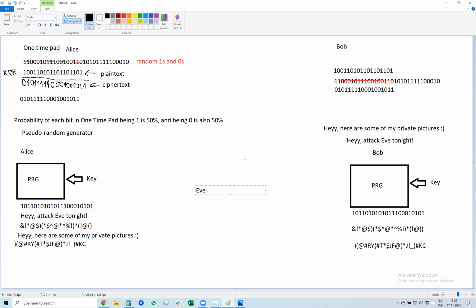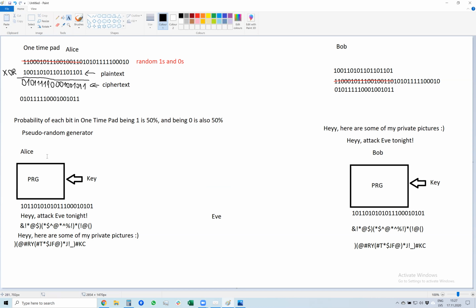So Eve, she knows the algorithm. The algorithm is public, and she reads the picture encryption text. So, you know, she reads the ciphertext. But unfortunately, because she doesn't know the key, she cannot see the pictures, right?